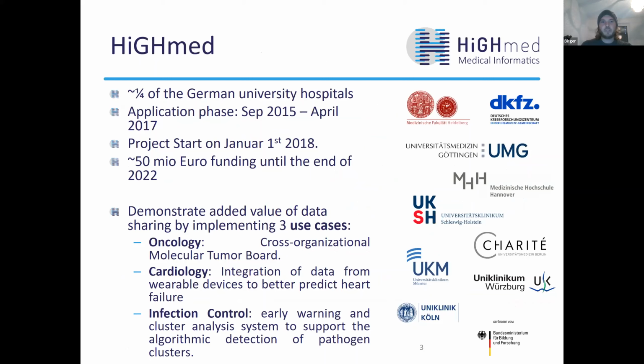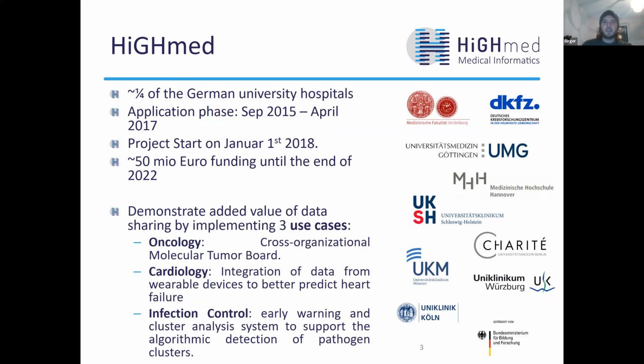So the HiMAT consortium consists of around 1/4 of all German university hospitals. On the right-hand side, you see some of the partners. We have University of Heidelberg, Charité, and Antje and myself are from Hannover Medical School. So we started in 2018, and we got funding of around 50 million euros until 2022.